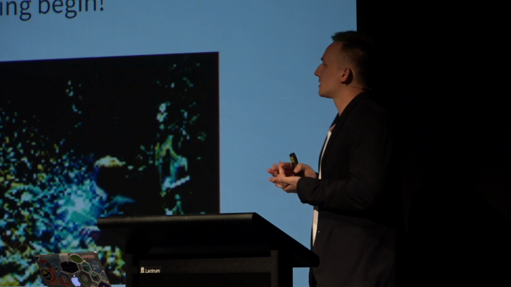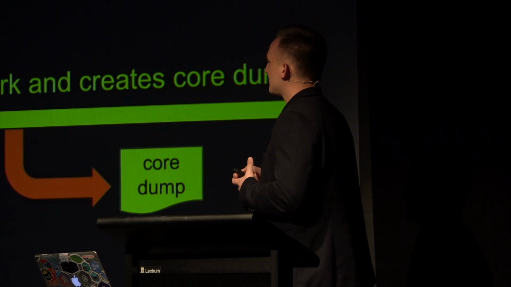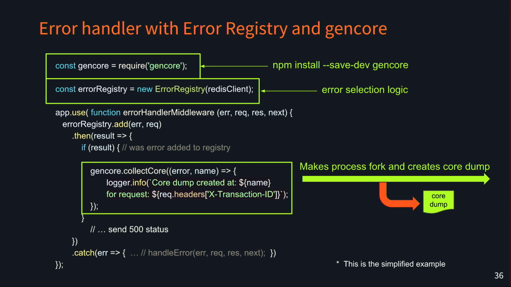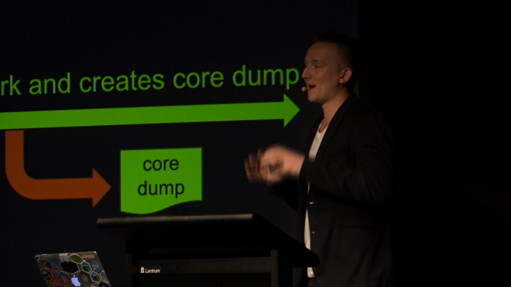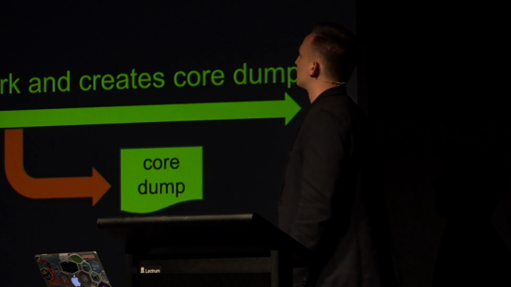Or I don't want to create a core dump and kill the process every time on error when I can handle it. In this case, I use gencore and Error Registry, which is a custom error selection logic that makes a decision: should it create a core dump, or was a dump created for this error already, or is this a hard reproducible error? And if it should, we use gencore, which makes a fork of your main process and terminates it with a dump. And our main process continues serving traffic without accident. So that's pretty cool.